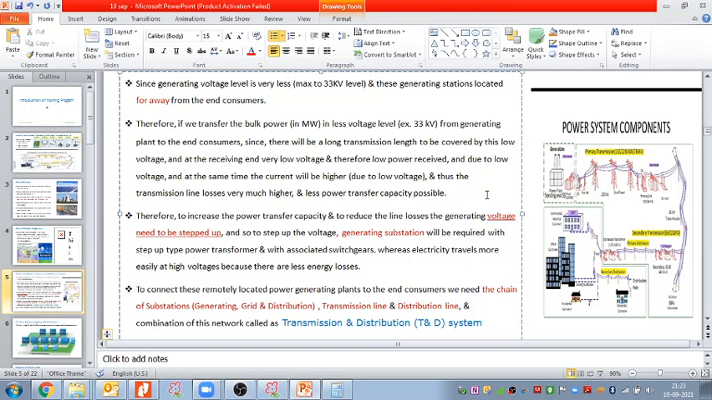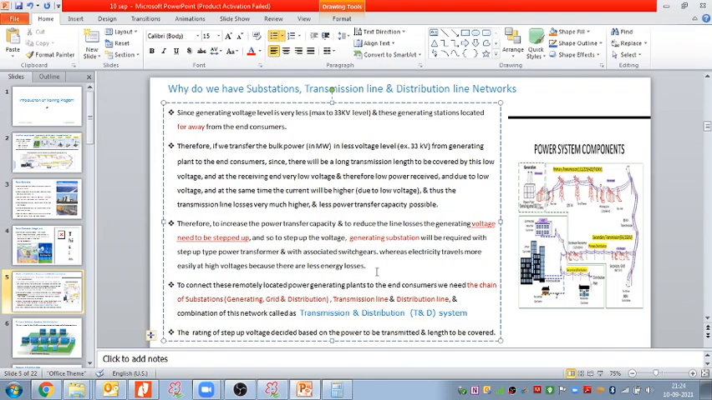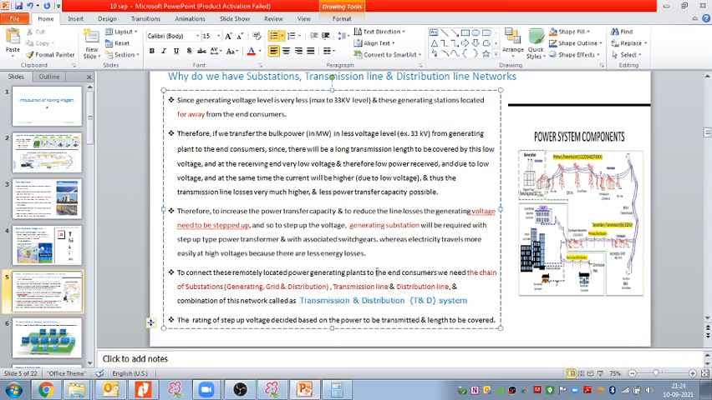Therefore, to increase the power transfer capacity and to reduce the line losses, the generating voltage needs to be stepped up. To step up the voltage, generating substations will be required with step-up transformers and associated switchgear, because electricity travels more easily at high voltage as there are fewer energy losses. So if we step up, the power transfer capacity increases. To connect these remotely located power generating plants to the end consumers, we need a chain of substations: generating substation, grid substations, and distribution substations.